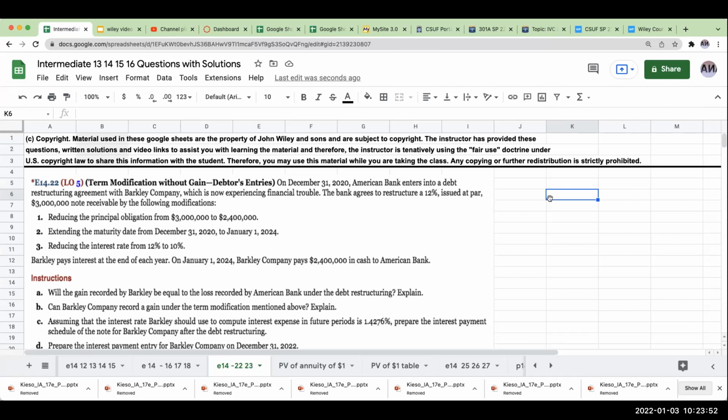So we've got here, and this kind of gives it away, term modification without gain, debtor's entries. So we know we're not going to have a gain, but let's understand why. We're reducing the principal obligation from 3 million to 2.4 million, extending the maturity date, and reducing the interest rate from 12 to 10%. Barclays pays interest at the end of each year. On January 1st, Barclays pays the amount in cash to American Bank.